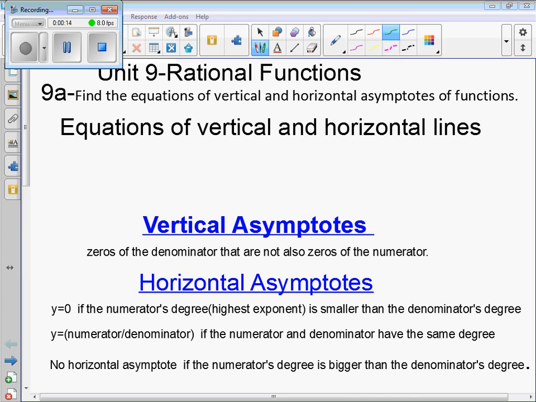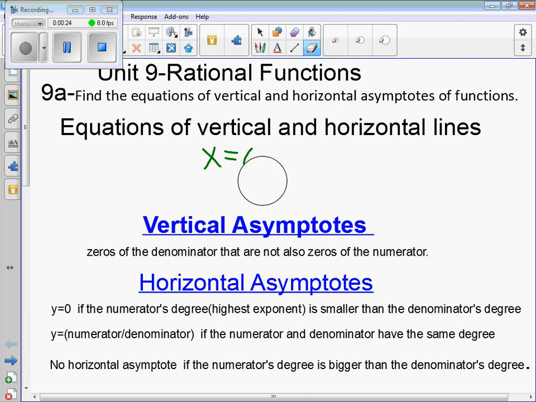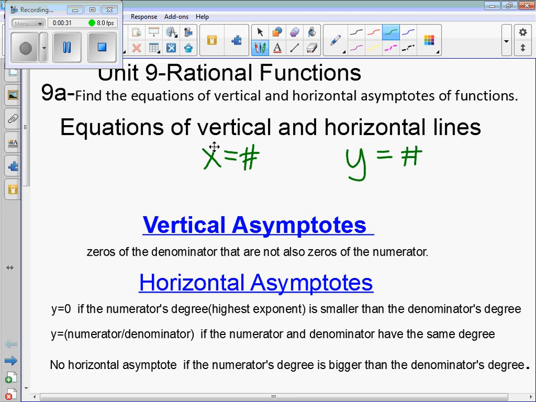Recap of what an equation of a vertical and horizontal line look like. A vertical line is x equals a number, and a horizontal line is y equals a number. An easy way to remember that is vertical, the top of an x is v for vertical, and a y, if you flip it upside down, the triangle matches up with an h for horizontal.